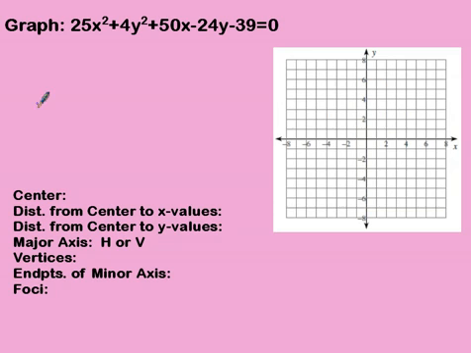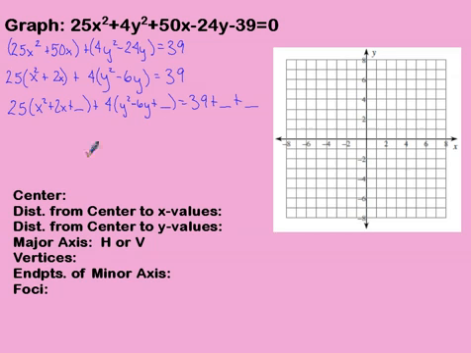Alright, if we were to graph, now this is general form, 25x squared plus 4y squared plus 50x minus 24y minus 39 equals 0. What we have to do is complete the square for the x terms and the y terms. So we want to group those together. And if you're looking at this, the way we know it's going to be an ellipse is because both my 25 and my 4, the coefficients of my squared terms, are both positive, and they are different values. So what we're going to do is group the x terms and the y terms and move that constant, negative 39, to the right side.